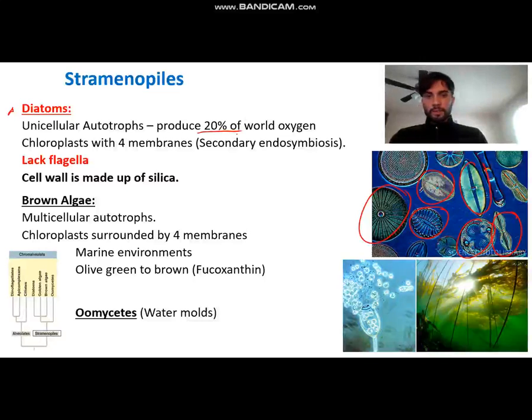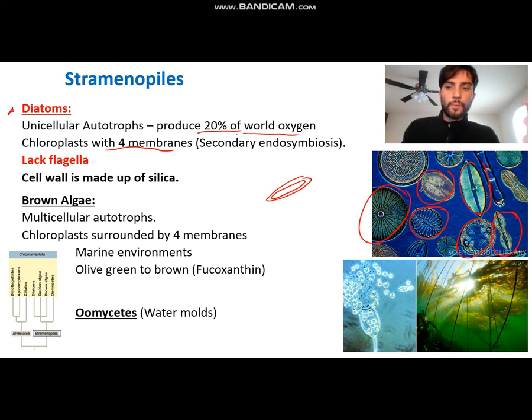It's a diverse group, and they produce around 20% of the oxygen that we have. And the chloroplast has 4 membranes. So on primary endosymbiosis, we have a chloroplast with 2 membranes, and the fact that it has 4 membranes indicates that it happened as a secondary event of endosymbiosis. We'll not get into details on that.